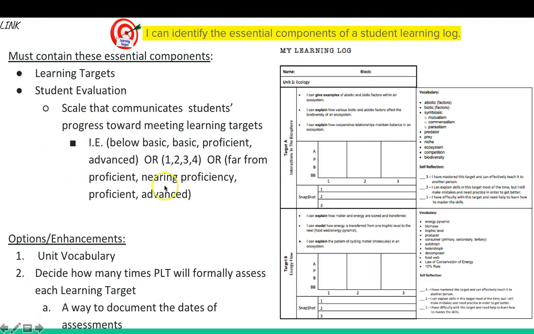So these are the essential components. There are also options to enhance your learning log. You have unit vocabulary that you see over here. And then you can also decide and put on your student learning log how many times the PLT will formally assess each learning target, 1, 2, 3. And then also a way to document the dates of the assessment. So here are the dates of the assessment.